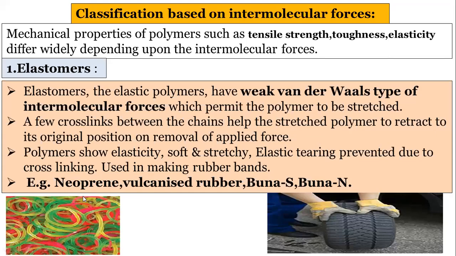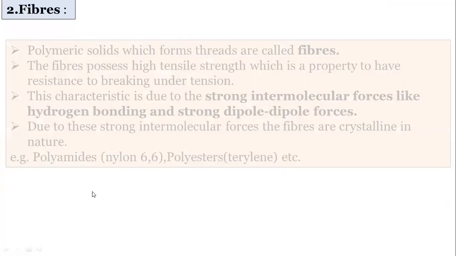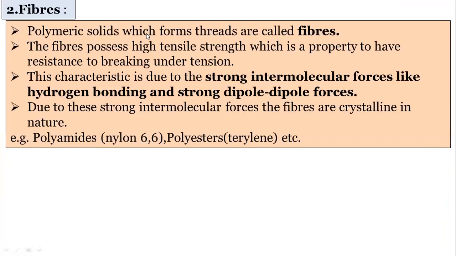Then next one is fibers. So what is meant by fibers? I will explain first. Polymeric solids. These are the solids which form threads. These are called fibers. Fibers possess high tensile strength, which is a property to have resistance to breaking under tension. It means the fibers cannot be easily broken.